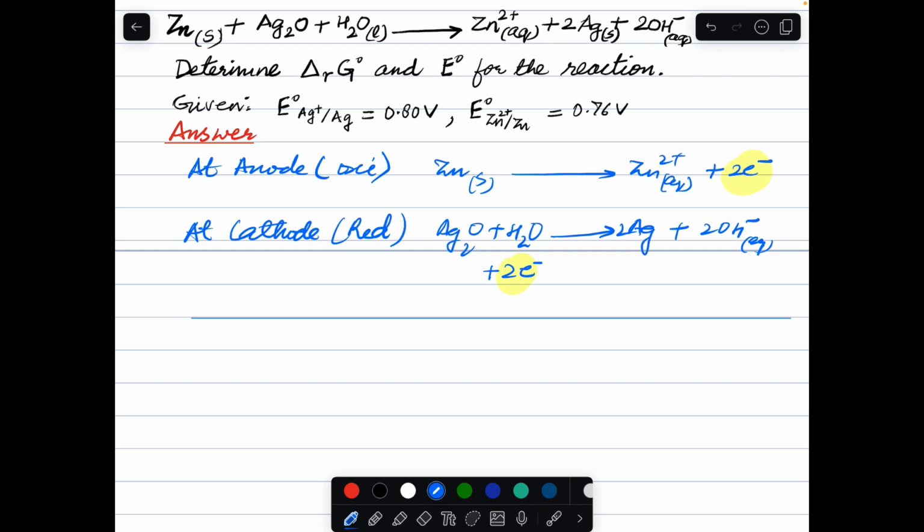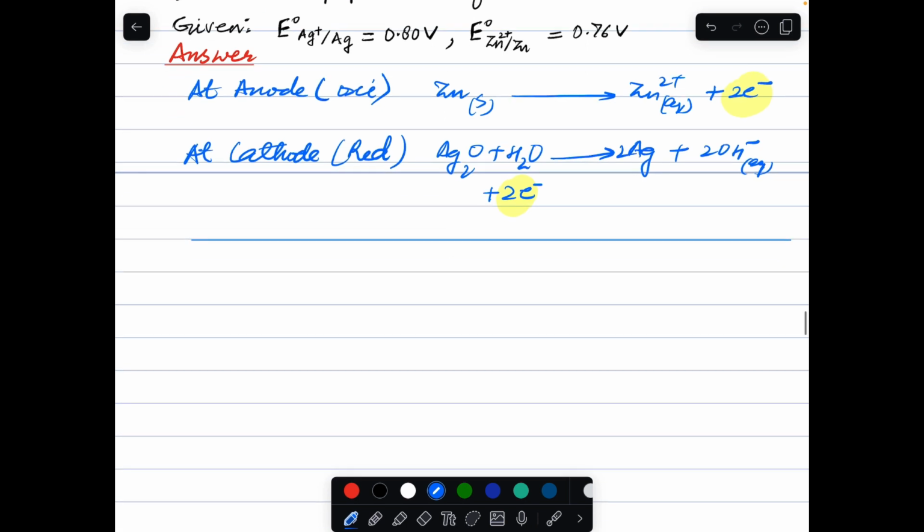Now we will find the net equation by adding these two. So Zn solid plus Ag2O plus H2O gives Zn2+ aqueous plus 2Ag plus 2OH minus ions, which go into the solution. So this is our net reaction.